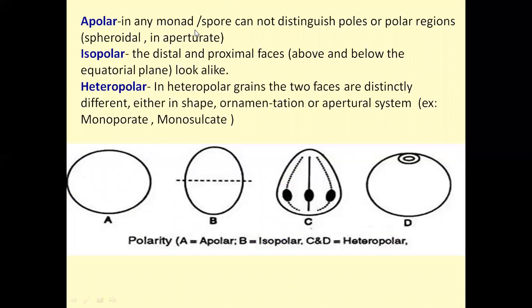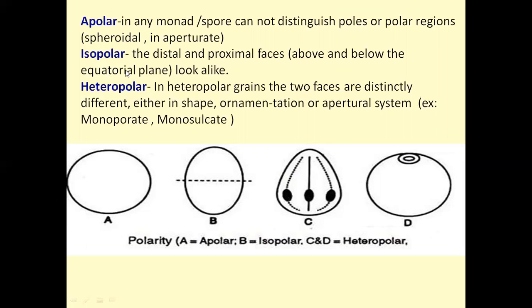Apolar: any monad or spore in which we cannot distinguish poles or polar regions is known as apolar. We are unable to distinguish the polarity. We are unable to find out the distal pole and proximal pole in any pollen grain that comes under apolar. This is generally observed in the spheroidal and inaperturate condition. In that pollen grain, we can see the apolar condition.